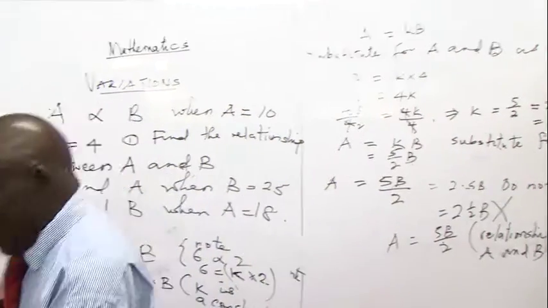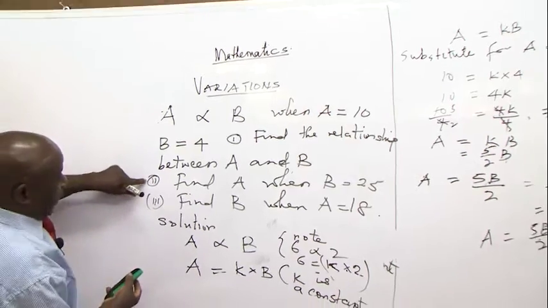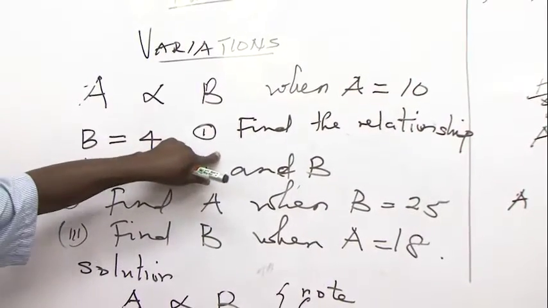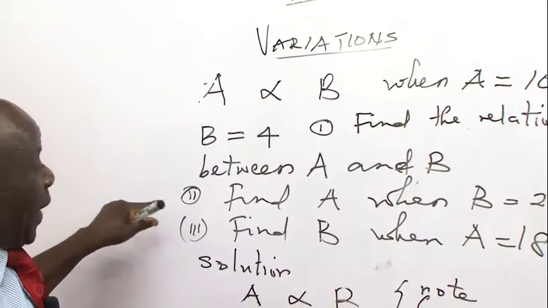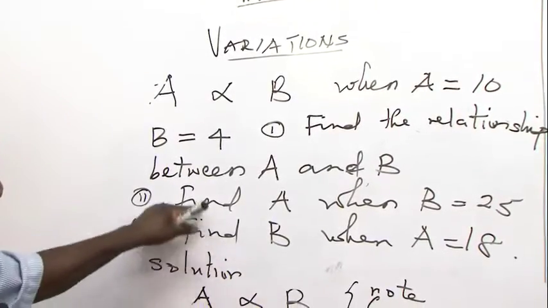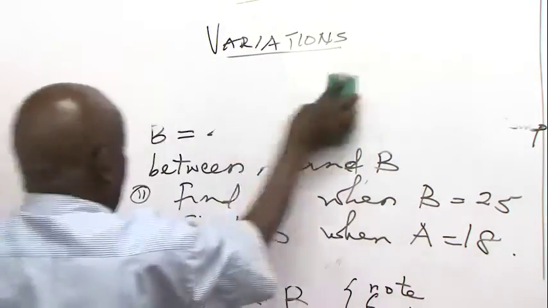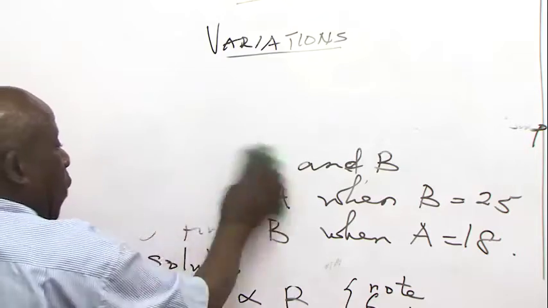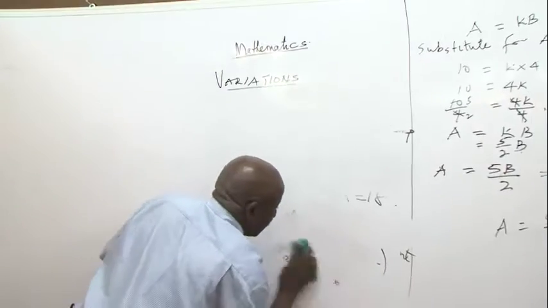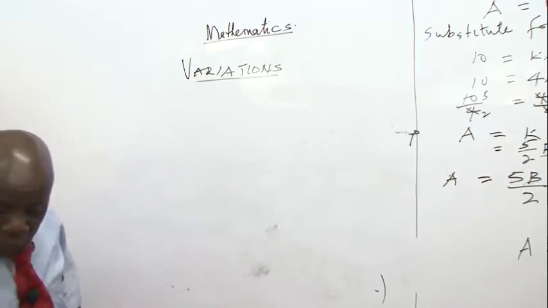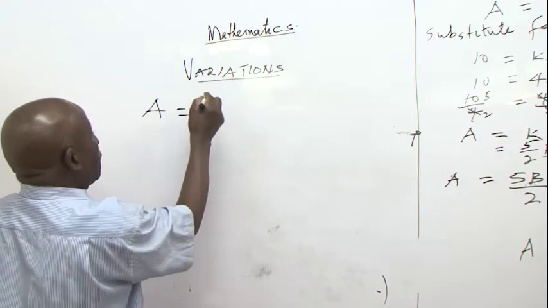Now let's solve the first and the second question. The first one is to find the relationship or the equation. The second one is to find A and B, but they are not the same. B is 25. When B is 25, use the relationship A equals 5b/2.